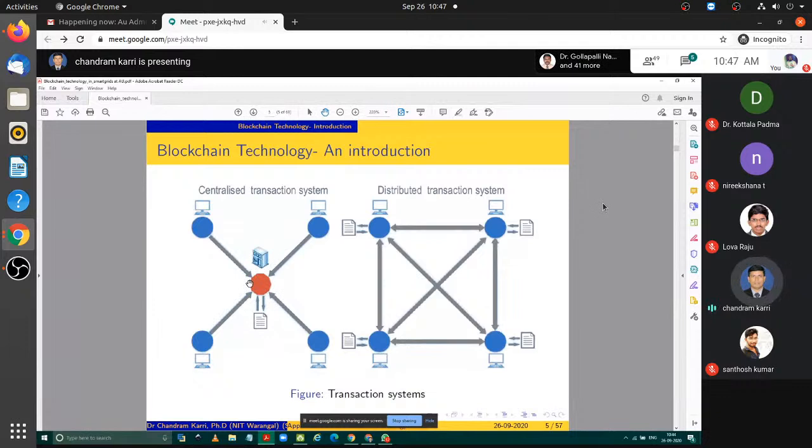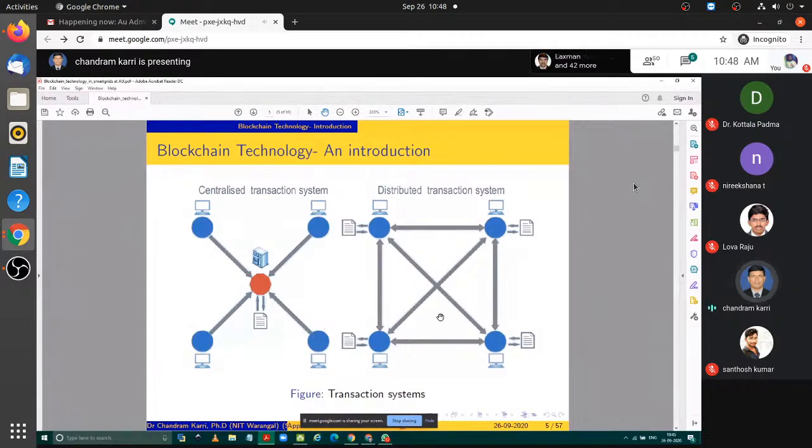Also, if you take several examples, even in a traditional banking system, if you go to the bank, you will submit one form, and that form will be verified with the central server data. If everything is correct, then the document will be given to some other person, and again you will get verification. So this is a central transaction system.